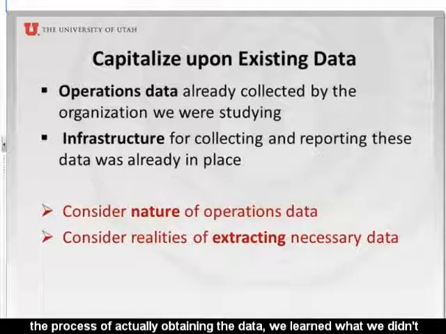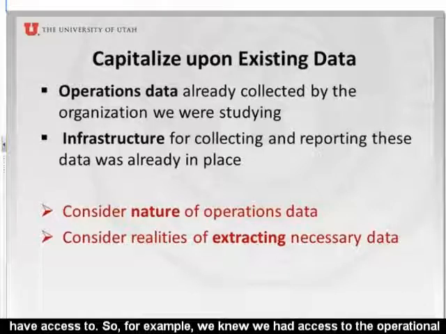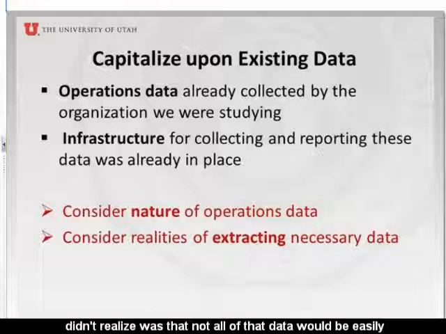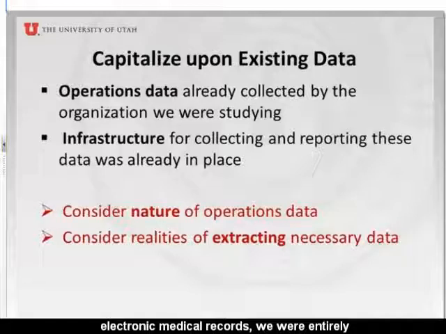So for example, we knew we had access to operational data. The clinics agreed to let us have those data. What we didn't realize was that not all of that data would be easily available to us. So for example, one person in the clinic had access to querying the database from the EMR, the electronic medical record. We were entirely reliant upon him and had no contingency plan.